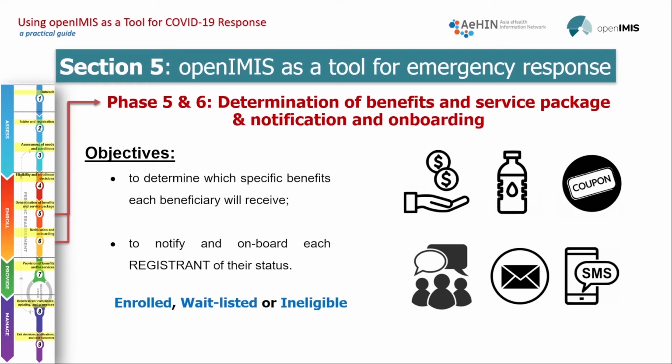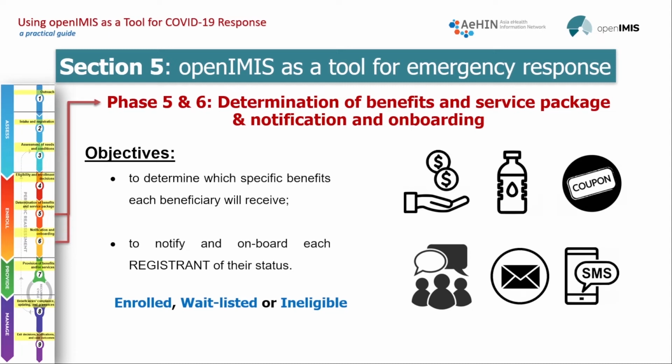Take note that we are using the term registrant instead of enrollee or beneficiary. All registrants should be notified of their program status. In fact, for those who are waitlisted or deemed ineligible, it is recommended that the basis for the decision and instructions for appeals and grievances be included in the notification.